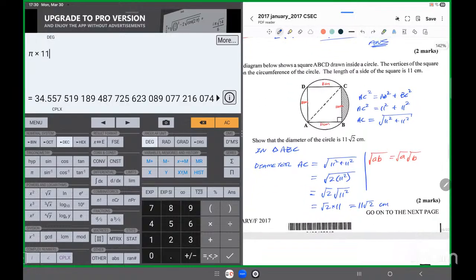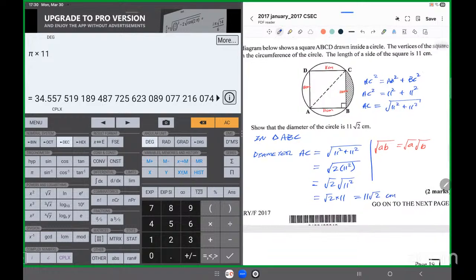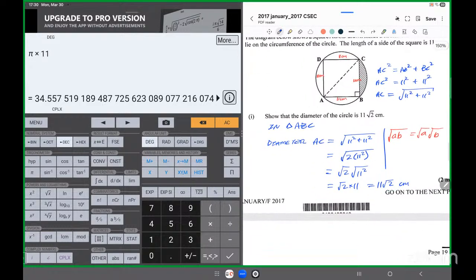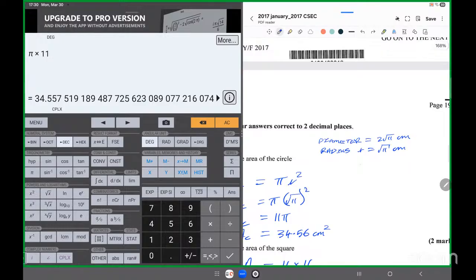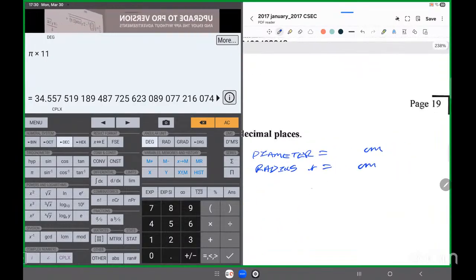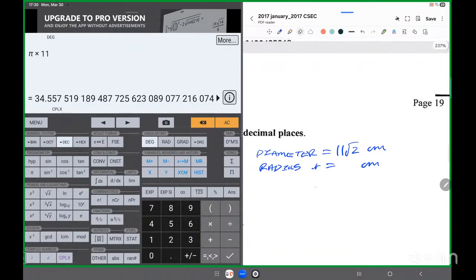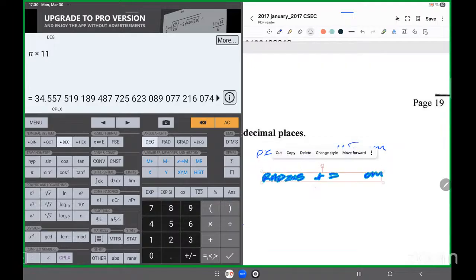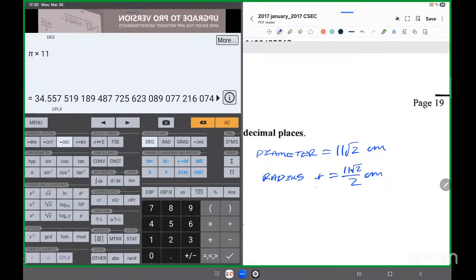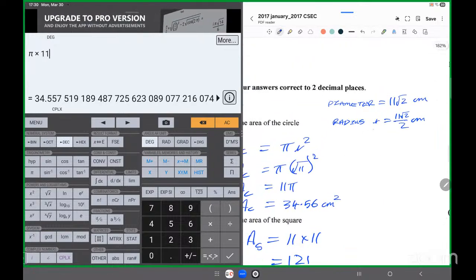The diameter is 11 root 2. I wrote the wrong thing. It's not 2 root 11, it's 11 root 2. My mistake. This is 11 times the square root of 2. So the radius becomes half of that, 11 times the square root of 2 over 2. All right, so let's recalculate this.